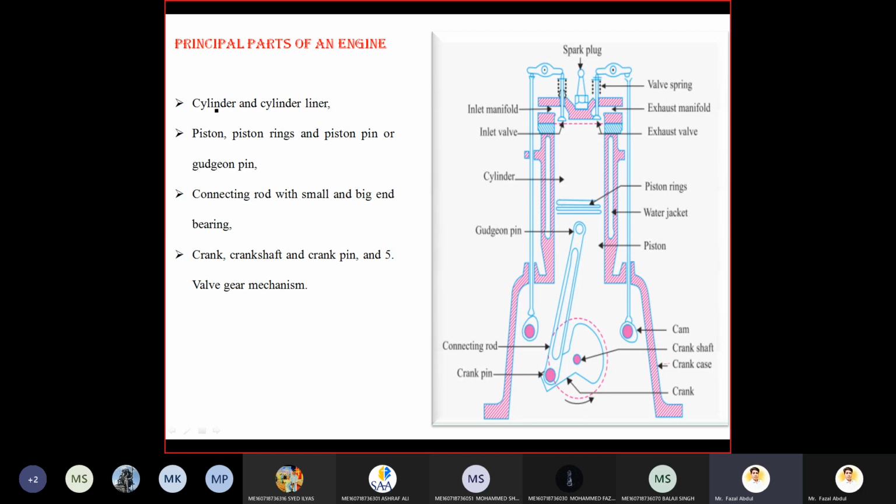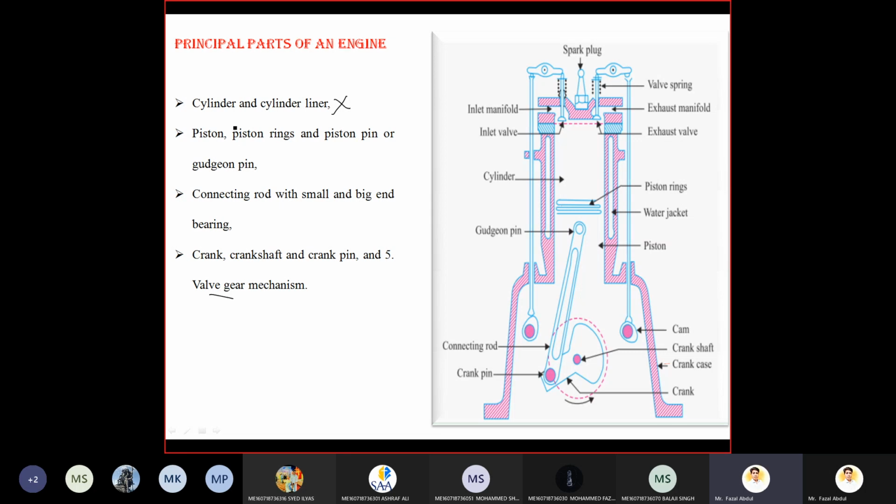See here. Actually, this is one of the topics we need to design, but the syllabus is not given: the design of cylinder and cylinder liner. Okay, so these parts we need to design: cylinder head, cylinder and cylinder liner, piston, rings, gudgeon pin, connecting rod with the small and big end and bearings for the connecting rod, crankshaft pins, and valve gear mechanisms. These are all things we need to design.